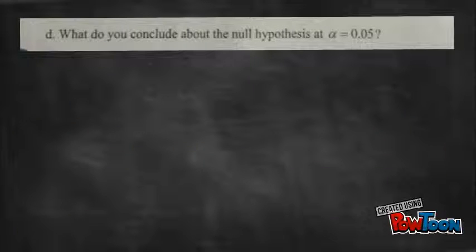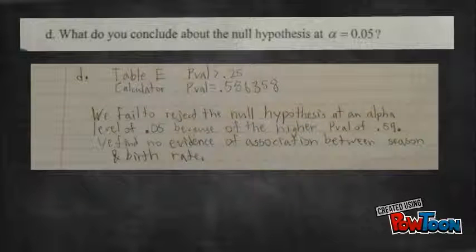0.586358. Upon comparing the p-value to our alpha value, we fail to reject the null hypothesis at an alpha level of 0.05 because of a higher p-value of 0.59. We therefore find no evidence of association between season and birth rate.